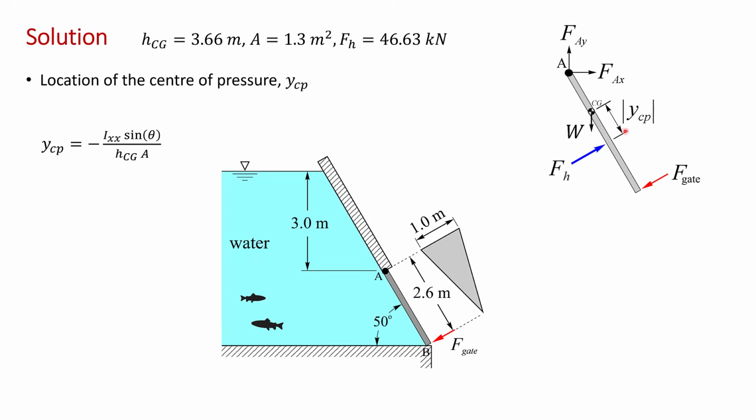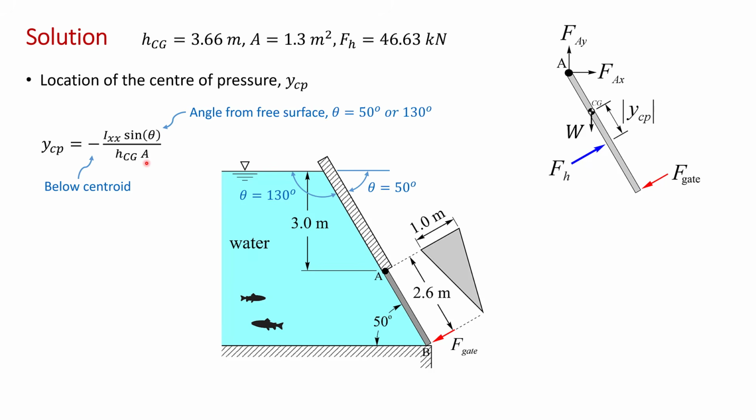F_H acts a distance y_CP below the centroid. So y_CP equals minus I_xx sine theta divided by the depth of the centroid and the area of the gate. Now the minus sign here is just to remind you that that's a distance below the centroid. That's why I've shown this distance as an absolute value. Also note that theta in this problem, so in sine theta, is the angle that the gate makes with the horizontal. As you may recall, the sines of supplementary angles are equal, so you can use either 50 degrees or 130 degrees in this formula.